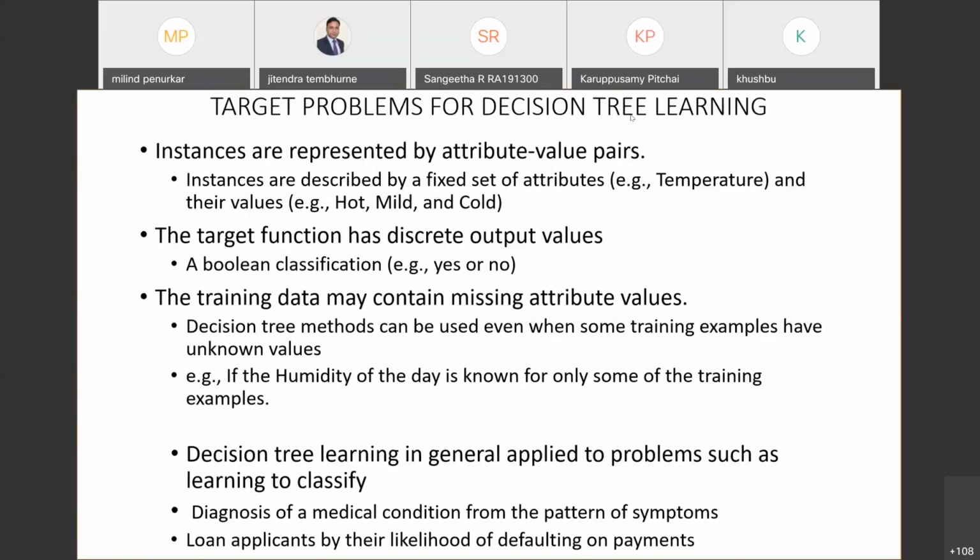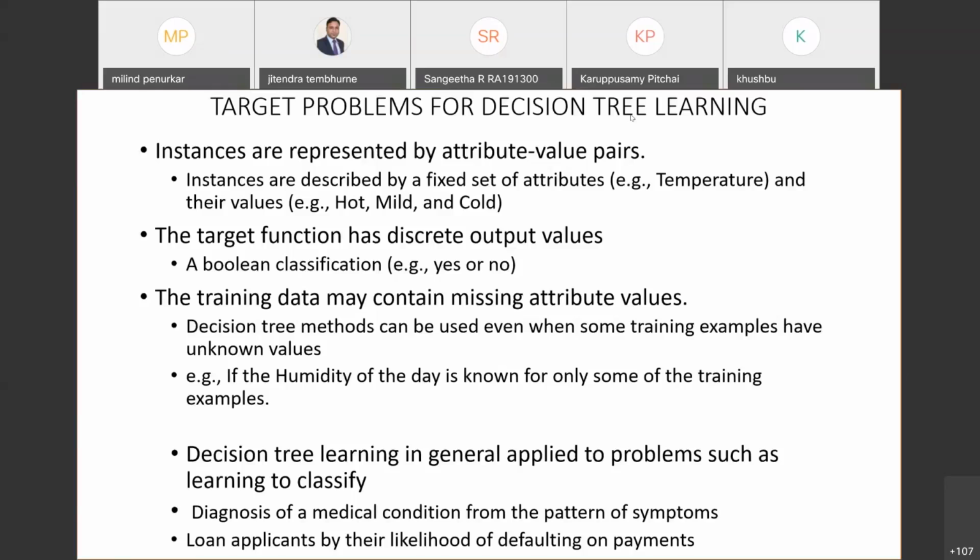Okay, fine. Another problem is that the target training data may contain missing attribute values. What I mean by that is some of these attributes may not have a value. For example, decision tree methods can be used even when some training examples have unknown values. The humidity of the day is known for only some of the training examples, and for some of the training examples it is not known. It is still absolutely fine, because based on the other attributes, or the strength of the other attributes, the model would be generated. So yes, we can use decision trees for such problems.